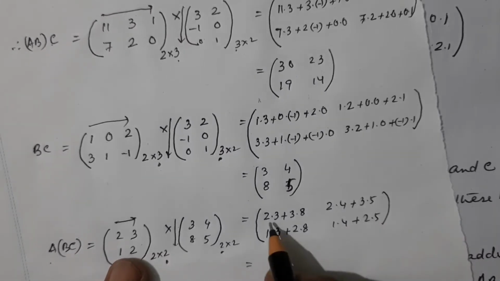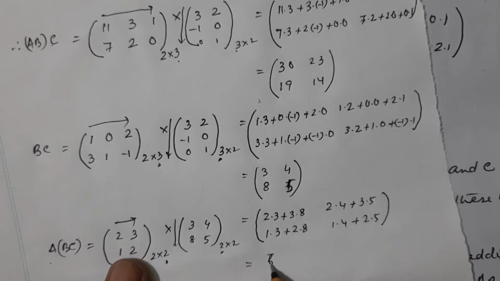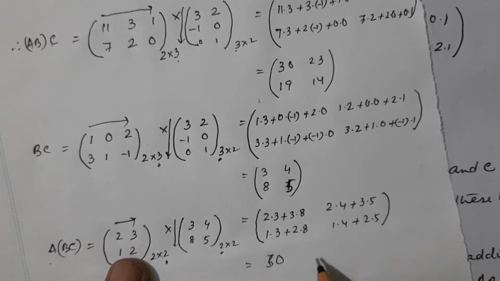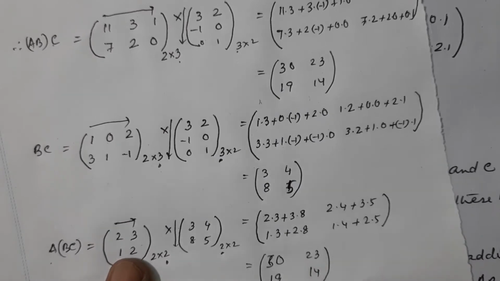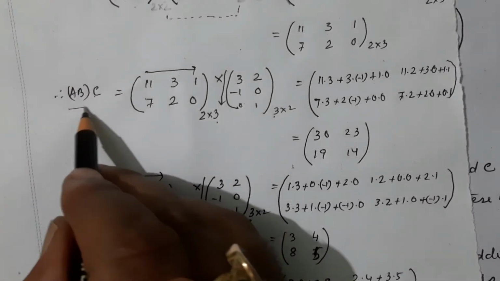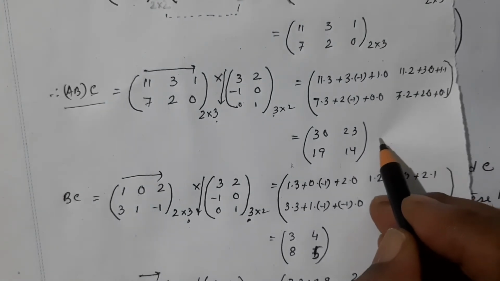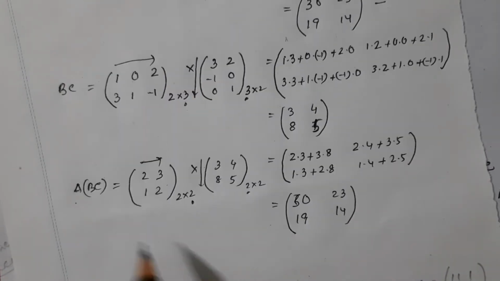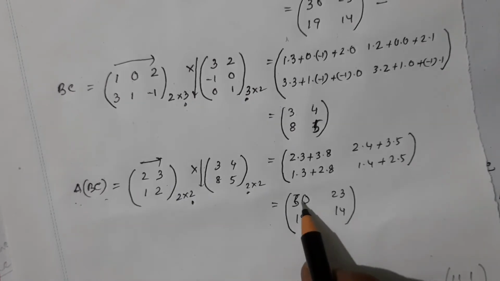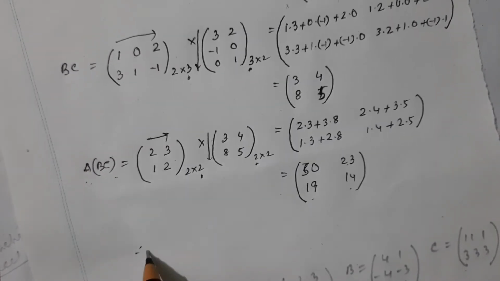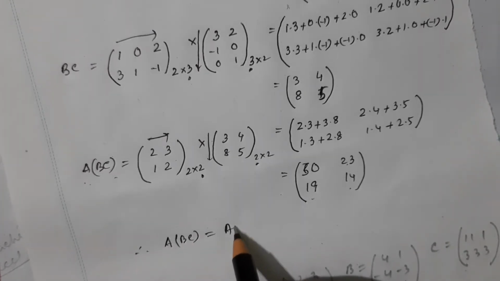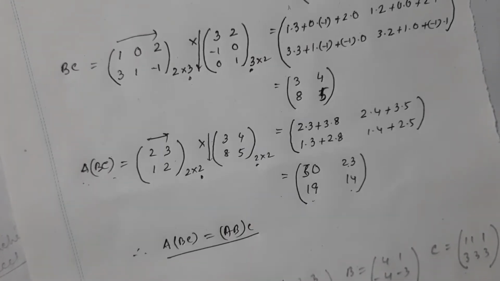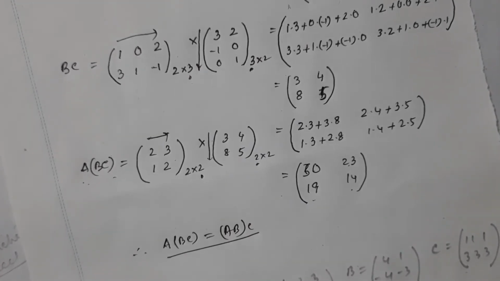And if we simplify, we get 30, 23, 19, 14. So therefore, here we get AB into C equals 30, 23, 19, 14. And A into BC is 30, 23, 19, 14. So therefore, we can say A into BC equals AB into C. So we can say matrix multiplication is associative.